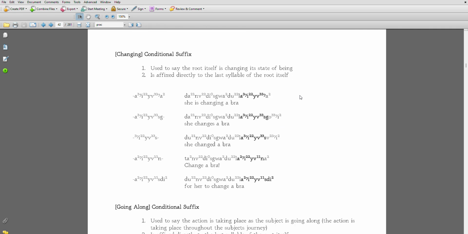Changing conditional suffix. Used to say the root itself is changing its state of being, or to is affixed directly to the last syllable of the root itself. Danutskwadula'iya. She is changing a bra. Danutskwadula'iya skoi. She changes a bra. Dunutskwadula'iya sai. She changed a bra. Tanutskwadula'iyana. Change a bra. And dunutskwadula'iyasti, for her to change a bra.